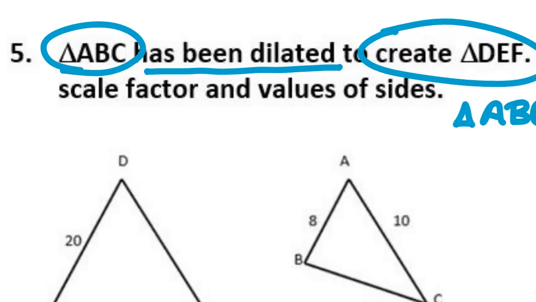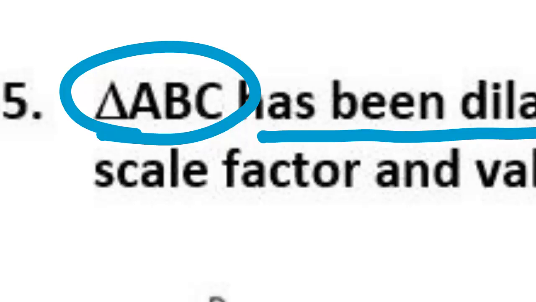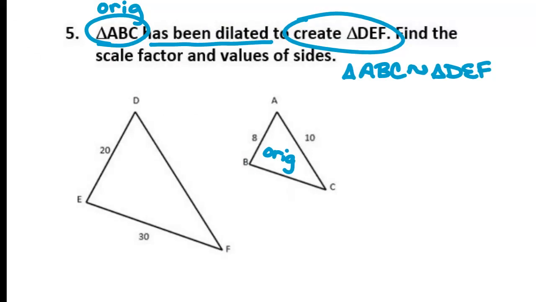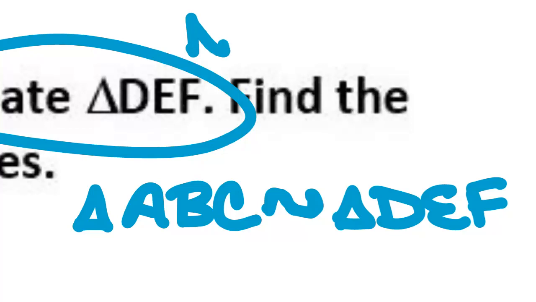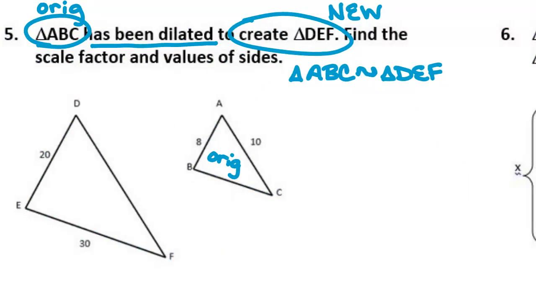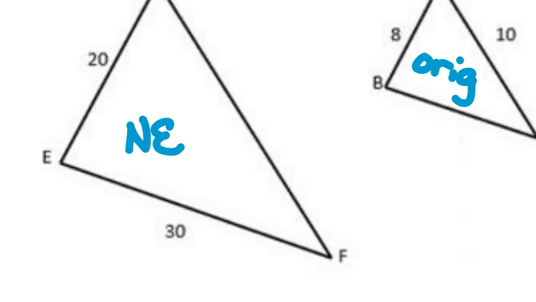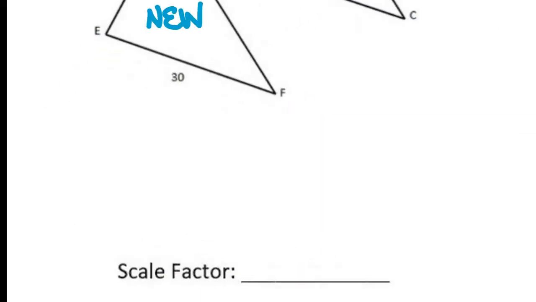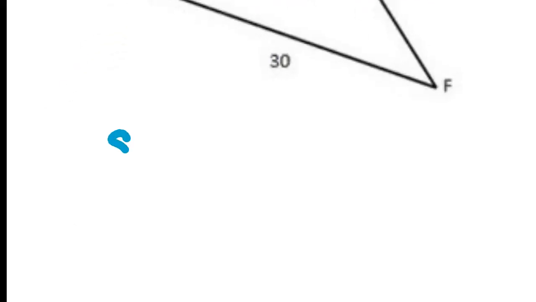Which one would have to be the original this time? ABC, because that came first. So I'm going to add that to my figure. This is my original. It said ABC was dilated to create DEF. So this thing came second. That means it is my newer shape. So was this dilation an enlargement or a reduction? Enlargement. My original one was the little one. And what happened when I was done was I got a bigger one. So it was enlarged.